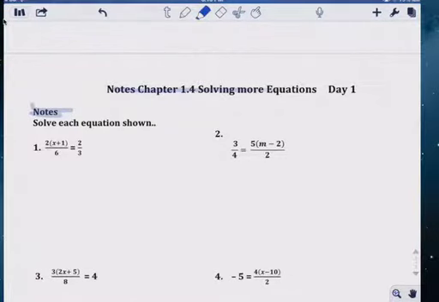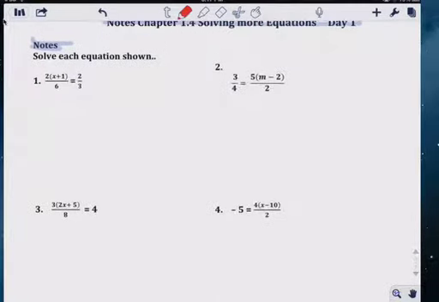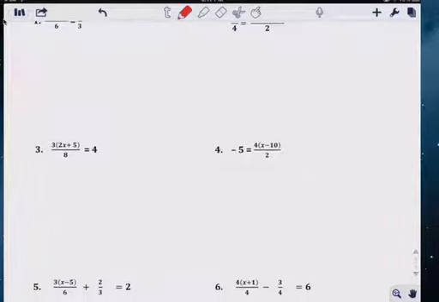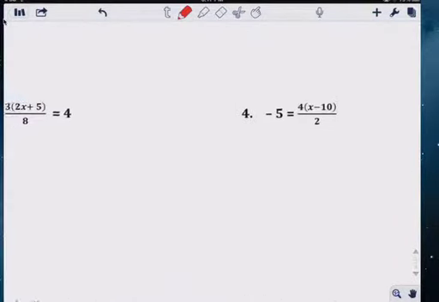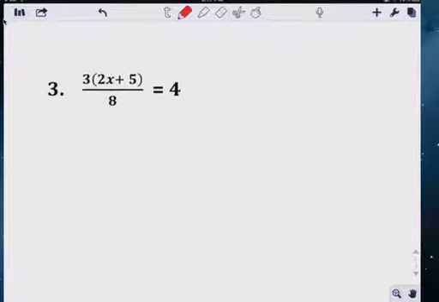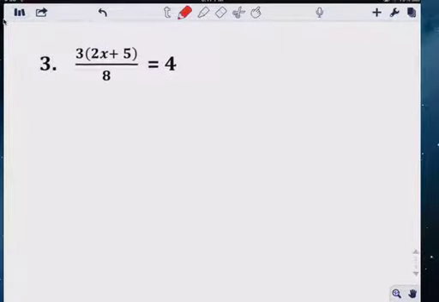Chapter 1.4, more equations, day 1. That's where we left off, right here. Solve each equation shown. We did all of these up to number 4 in class. Some of my periods we only did half of number 3, so I'm going to start number 3 over just in case.